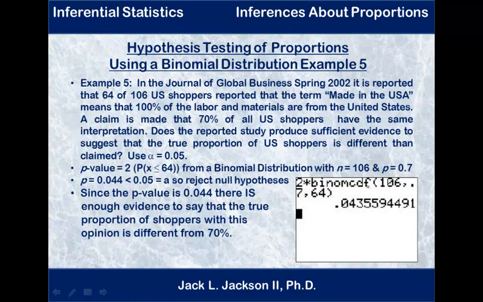2 times binomial CDF, 106 in our sample. The probability of success is 0.7, and we're going to find 64 successes and work that out. So that's 0.04355, etc. So that's about 0.044. That's less than 0.05, which is, I should say, alpha, right here. So that's going to be rejecting the null hypothesis. Since the p-value is 0.044, there is sufficient evidence to say that the true proportion of shoppers with this opinion is different from 70%.